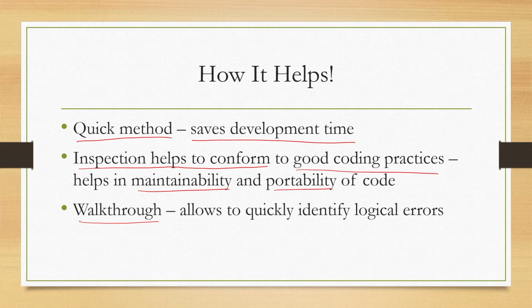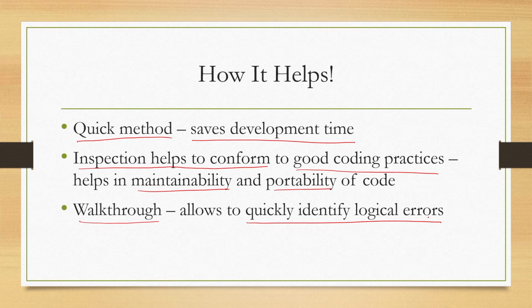Code walkthrough, on the other hand, allows the developers to quickly identify logical errors. Of course, some errors may still be missed, because it is not possible for a complex system to come up with all possible test cases. But if the test cases are chosen carefully, if they are representative, then major points where logical errors can happen, major areas of the code can be quickly identified. So, that is all about review based code testing.